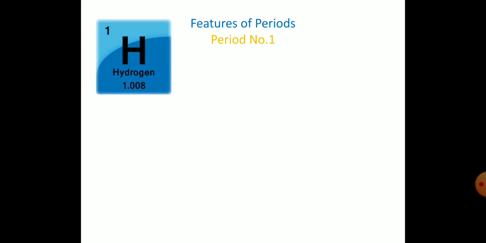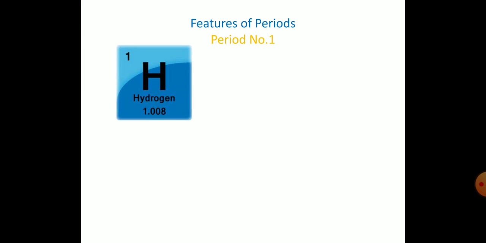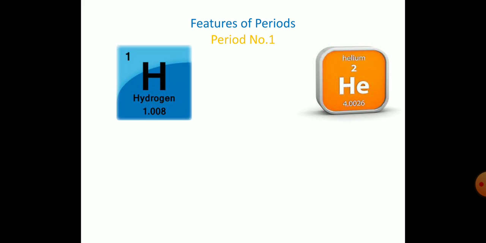Okay, dear students, now we are going to learn about each and every period starting from period number 1. About every period we are going to see what elements are present, the atomic numbers starting from what to what, and everything. Okay, first, period number 1. Dear students, this period contains only 2 elements. The first element is hydrogen, whereas the next one is helium. So these are the 2 elements present in period number 1.